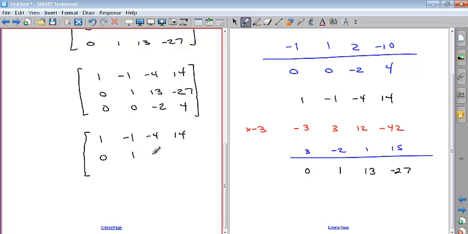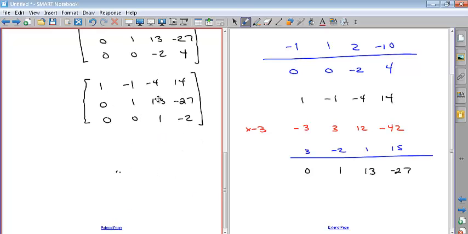I'll just leave the second row the same. So I'll get negative, this divided by negative 2 is 1, this divided by negative 2 is negative 2. Okay, so we know that z is equal to negative 2. Now I'm going to use this Gauss-Jordan elimination. What I'm going to do is get a 0 here.